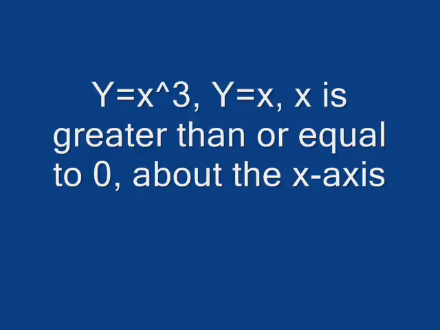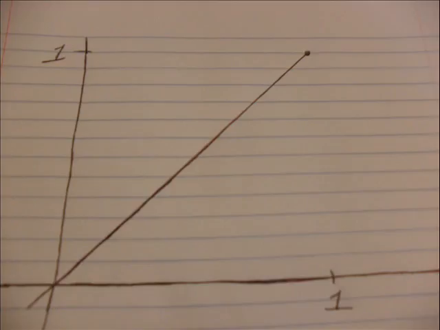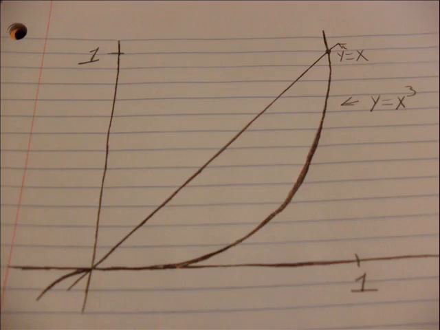So we can draw our graph to have point 1, 1 in the positive region. We can also put a point at 1, 1 so we know where each of the lines are going to intersect each other. We'll start off by drawing y equals x, which is a straight line through the origin to the point. Then we'll draw y equals x cubed, which will also intersect at point 1, 1.